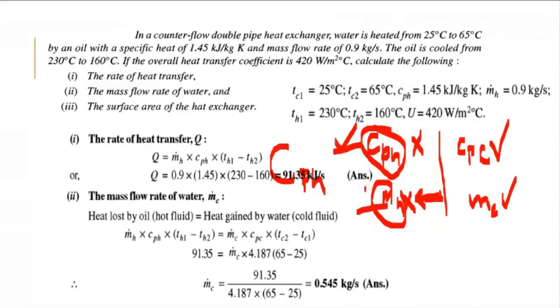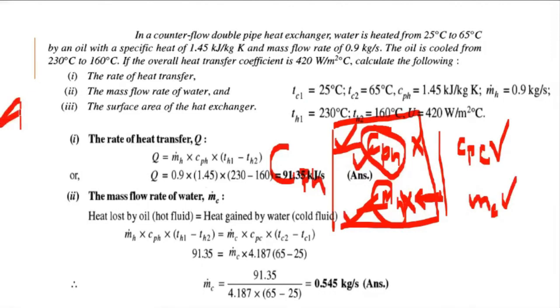Okay, sir, got it. Thank you. But such a question will not be coming in the exam. Always one of the data will be given. Either they will give you the CPH value or the MH value, or the fluid taken will be water. If the specific heat is not given, always the fluid taken will be water, and the specific heat will be 4.187 kilojoule per kg Kelvin.